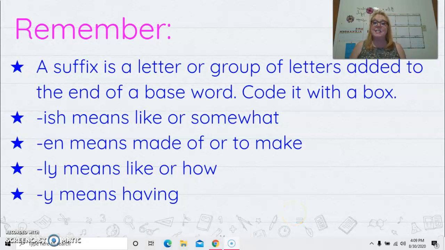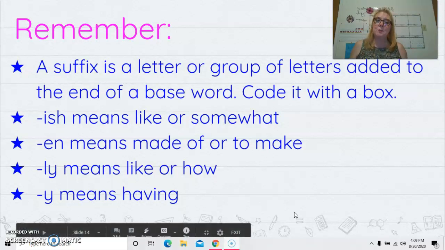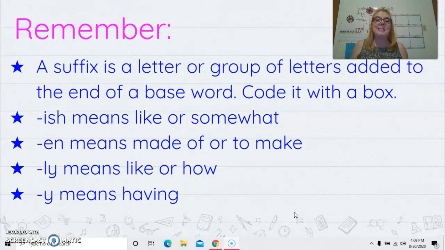Remember, a suffix is a letter or a group of letters added to a base word, coded with a box. Vowel suffix ISH means like or somewhat. Vowel suffix EN means made of or to make. Consonant suffix LY means like or how. And vowel suffix Y means having.